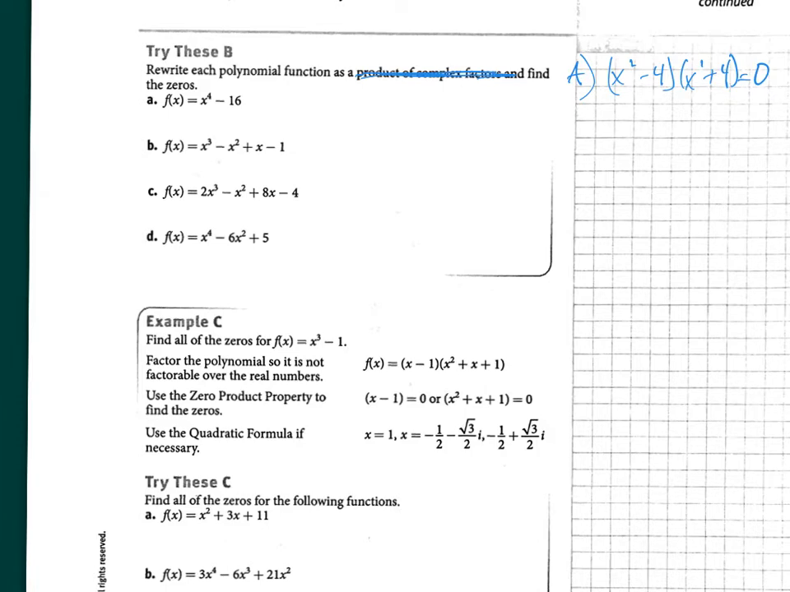If you're already thinking that way, there's no reason to write down each equation. So we would get x equals plus or minus 2 and x equals plus or minus 2i. And those would be our 4 answers. Just like I've been telling you, your book, I'm going to skip B.